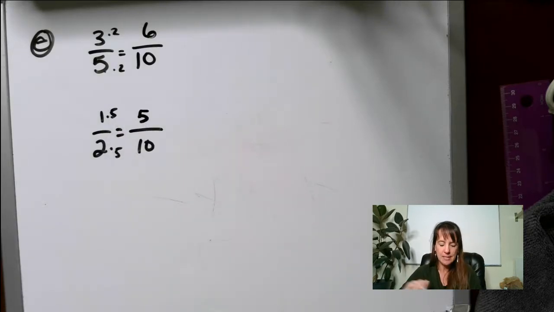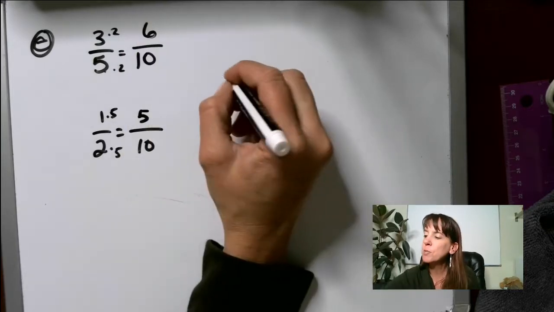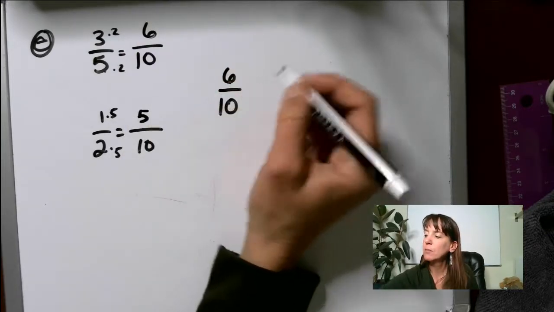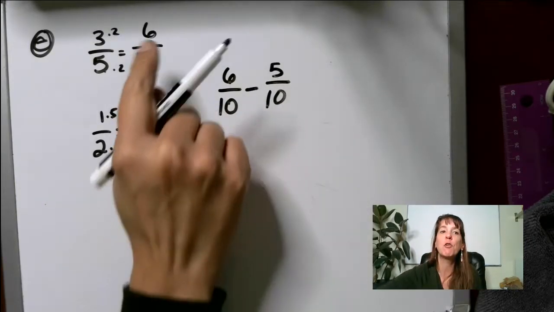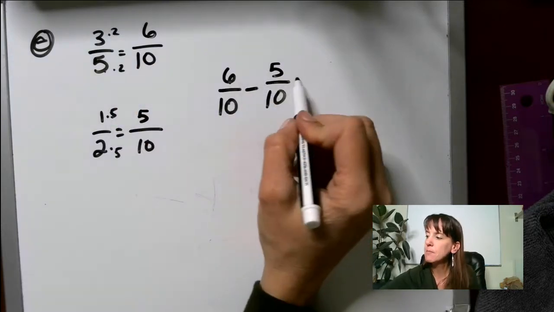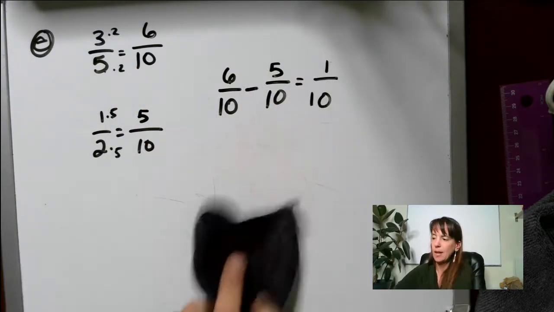Then subtract the second fraction you found from the first one. So when we're subtracting, we need to make sure we've got the right order. We're subtracting this from this. That's why this one's first. This is going to give us 1/10. All right, let's reduce some fractions to the lowest terms.